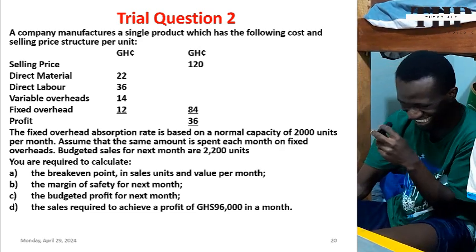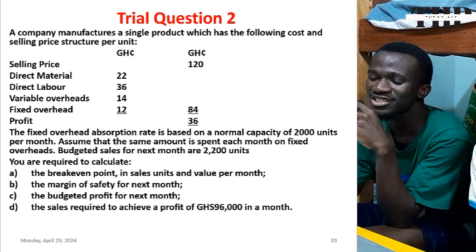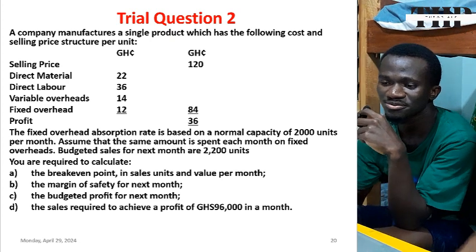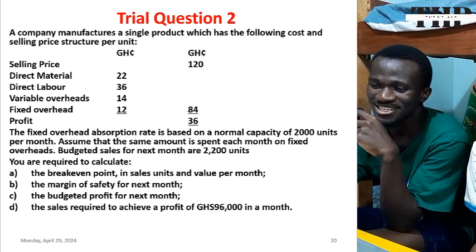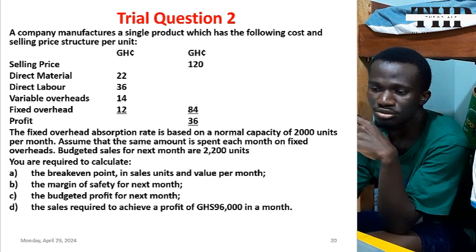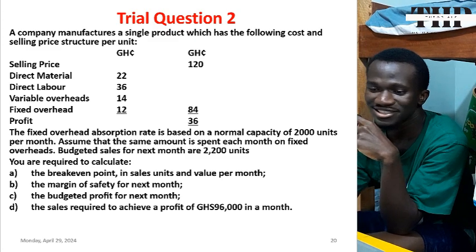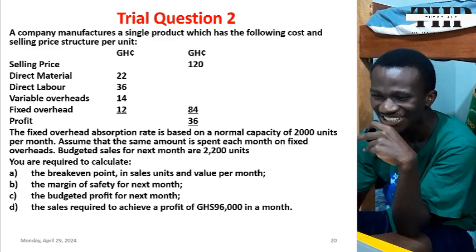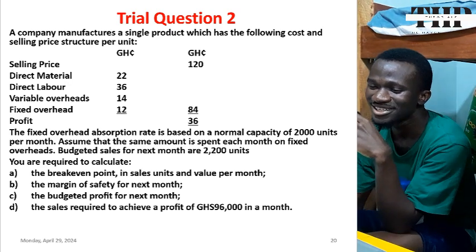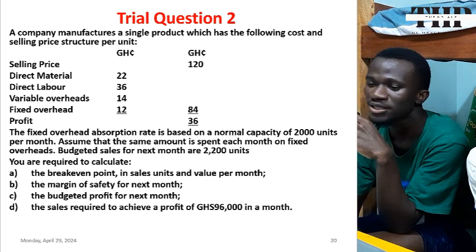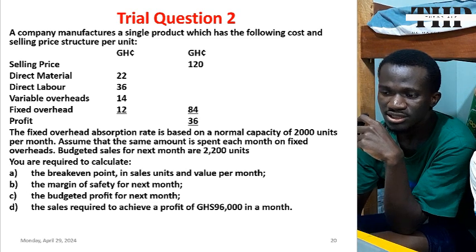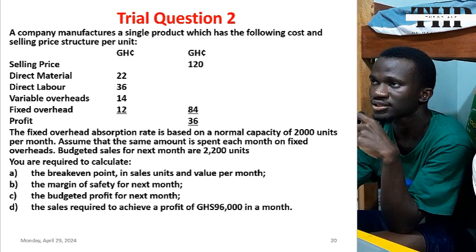Budgeted sales for next month are 2,200 units. You are required to calculate: A. The break-even point in sales units and value per month. B. The margin of safety for next month. C. The budgeted profit for next month. D. The sales required to achieve the profit of 96,000 in a month.